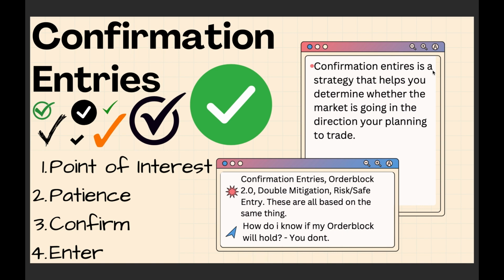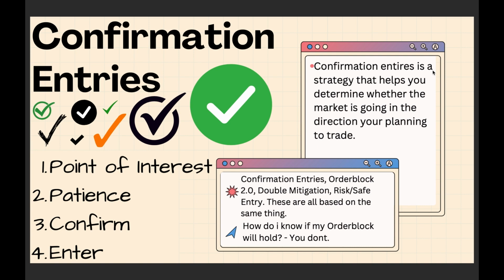Okay, confirmation entries. Confirmation entries is a strategy that helps you determine whether the market is going to go in the direction that you're planning to trade. Confirmation entries, order block 2.0, double mitigation, risk or safe entry. These are all based on the same thing. They are all the same thing. And how do you know if your order block will hold? Well, plain and simply, you just don't. And that's where confirmation entries come into play.